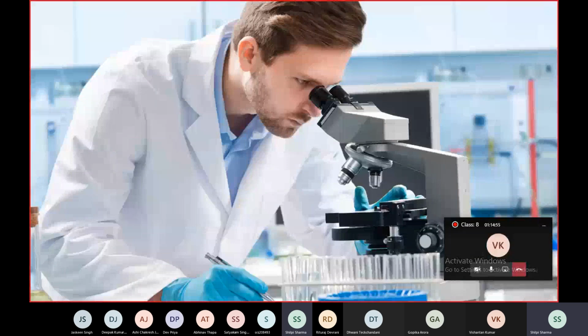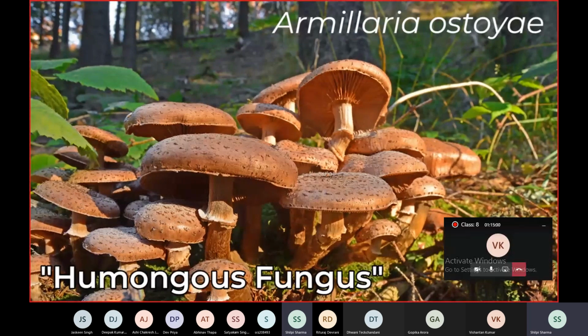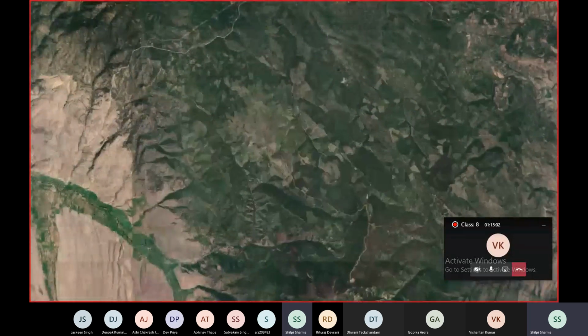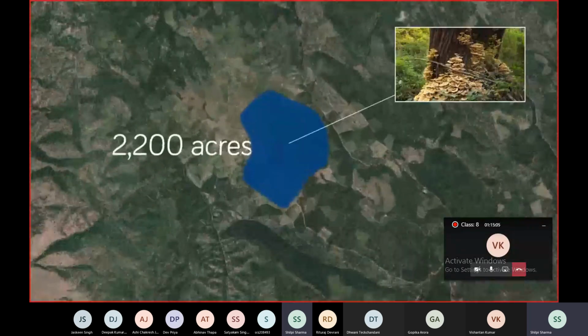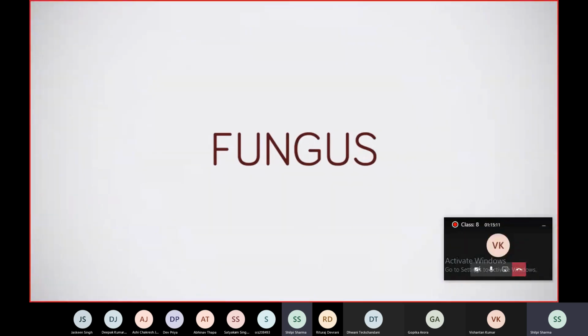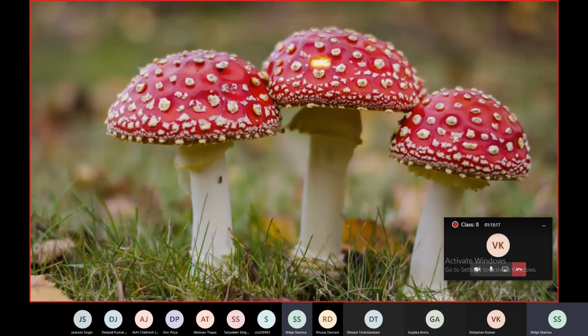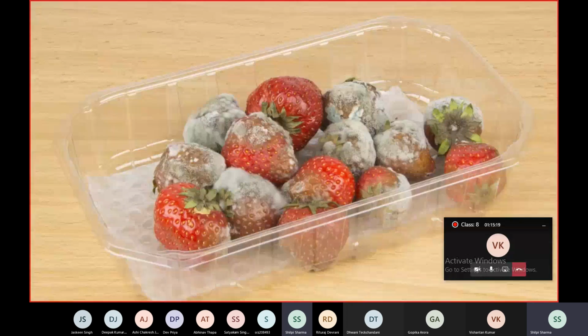Some fungi are microscopic, invisible to the naked eye, while one fungus, the humongous fungus, is believed to be the single largest organism that exists by area, covering 2,200 acres in the US state of Oregon. For some people, the word fungus might stir up negative connotations, and of course some fungi can cause infections or diseases, while others are poisonous, and that furry stuff growing on your strawberries, that's a fungus too.